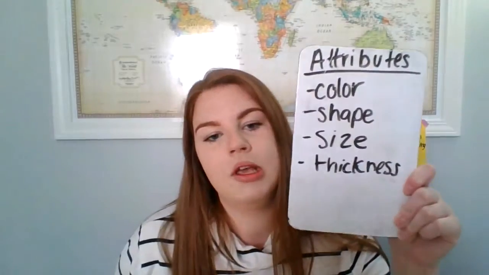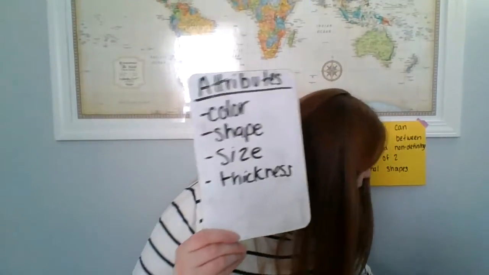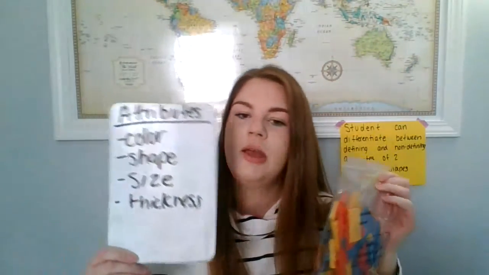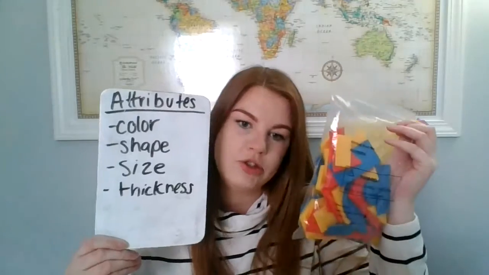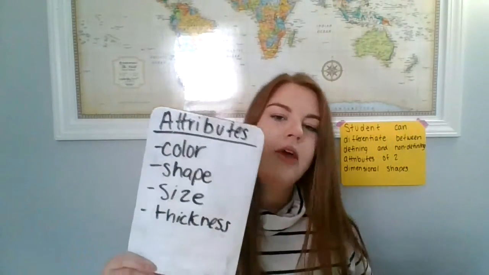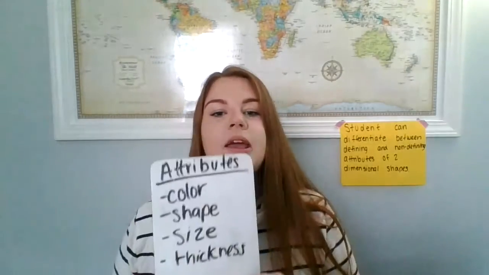So last time when we talked about shapes, we did talk about the word attribute, and we decided these were the attributes we discussed when we were working with these shapes that I have. So we were discussing that these shapes had different colors, different shapes, different sizes, and some of them were thick and some of them were thin. So today we're going to add these new words, defining and non-defining attributes.